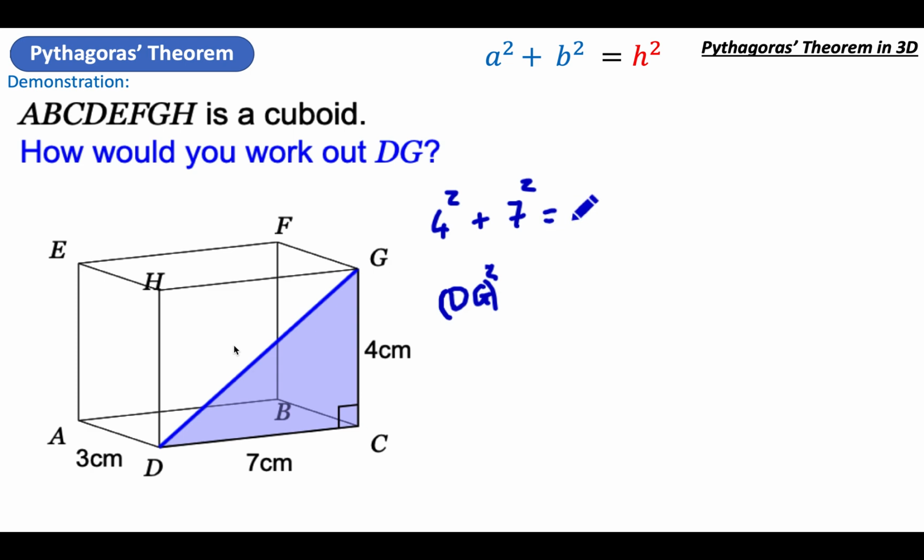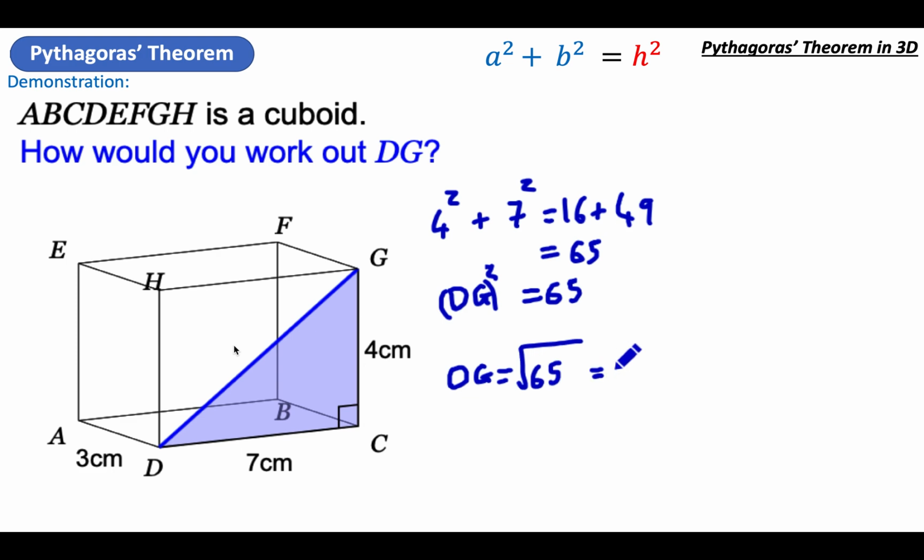Great. So 4 squared plus 7 squared. Well, that's 16 plus 49, which is 65. Okay, right, so DG squared is 65. Absolutely nothing out of the ordinary here. This is just straightforward, ordinary Pythagoras. All I've done is just look to see what the lengths of the two sides are.